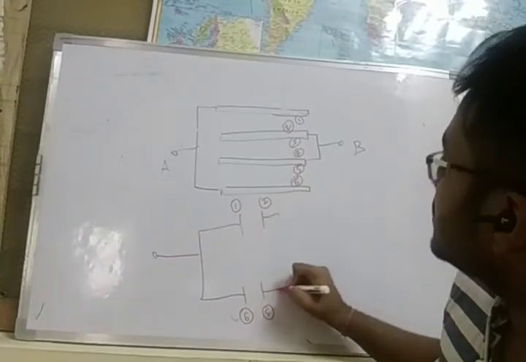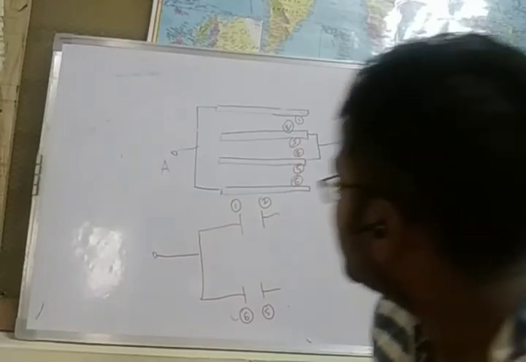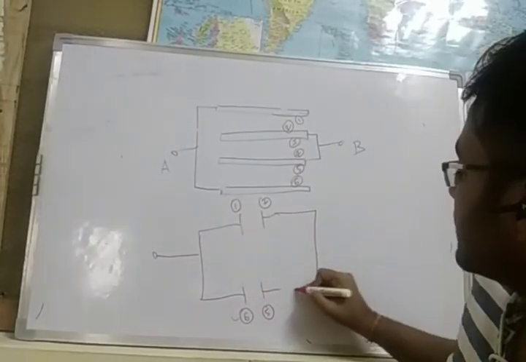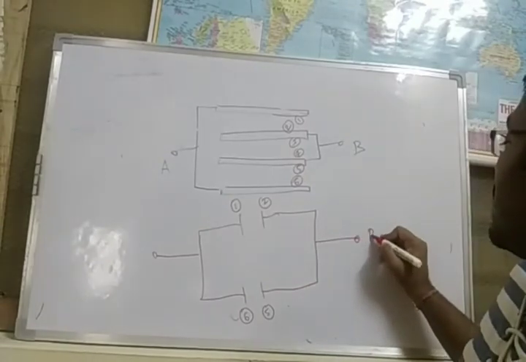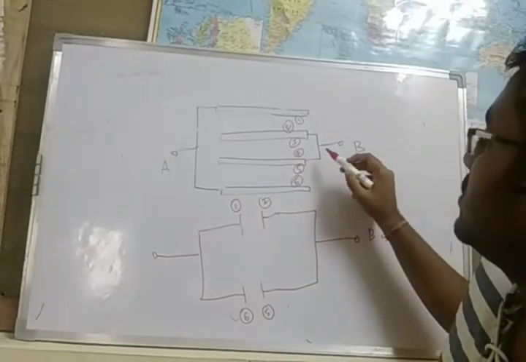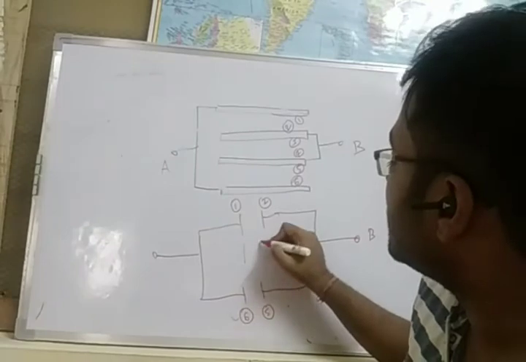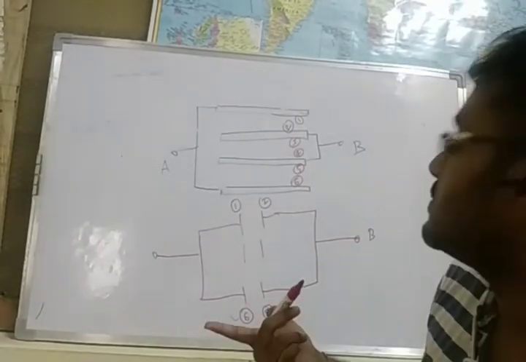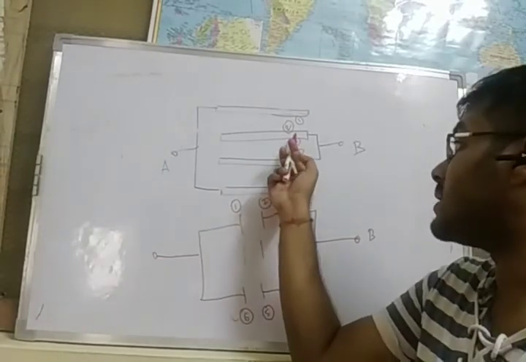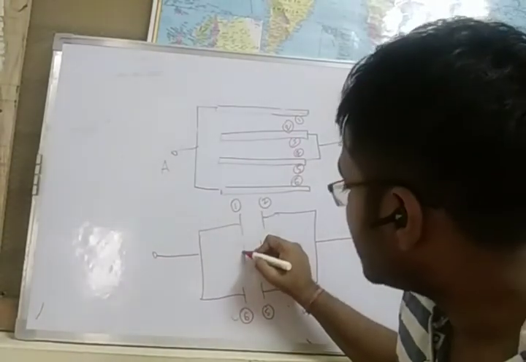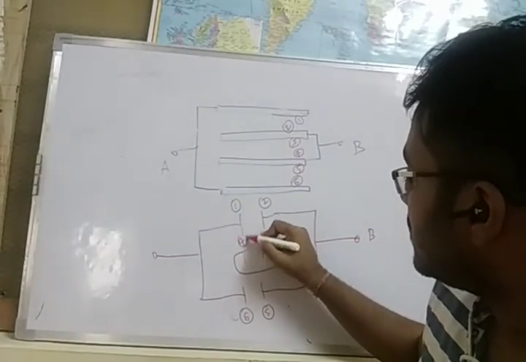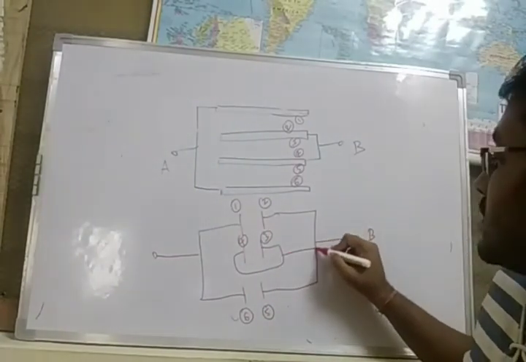So this one capacitor pair is formed. These are connected to B. Also from B, there are two more. See, there is one more pair, 3 and 4, which are themselves connected to B. That means both the plates, say this is 3 and this is 4, are connected to the same terminal B.